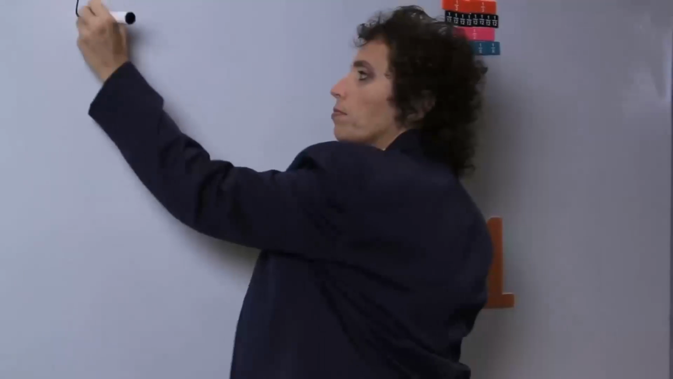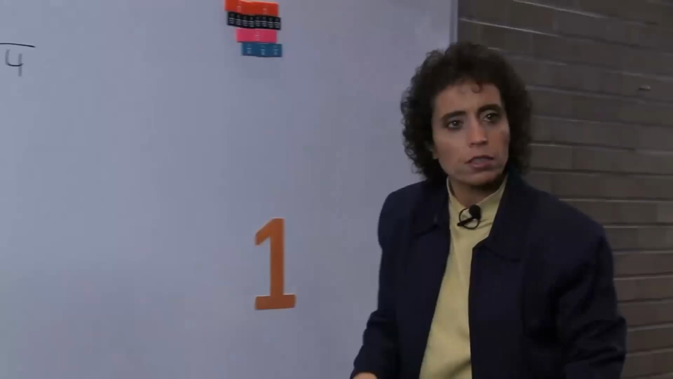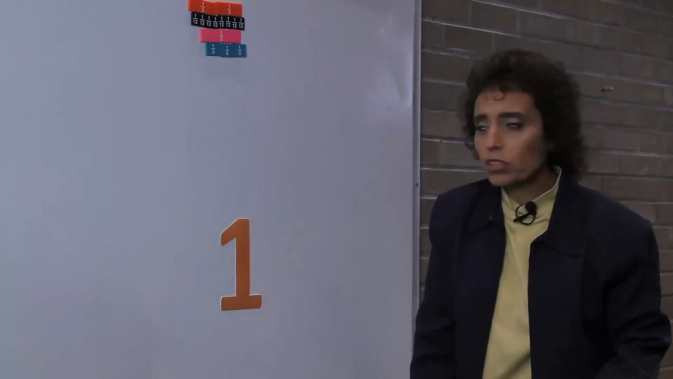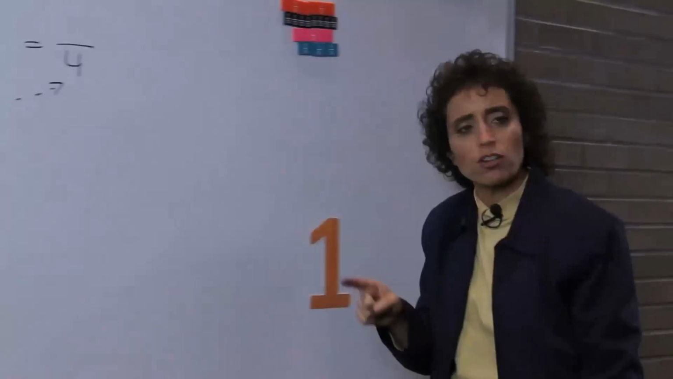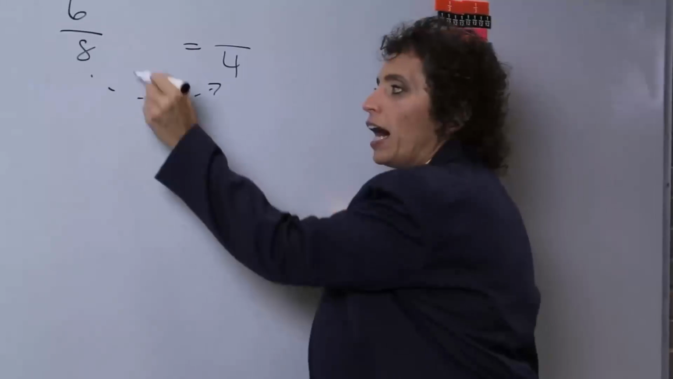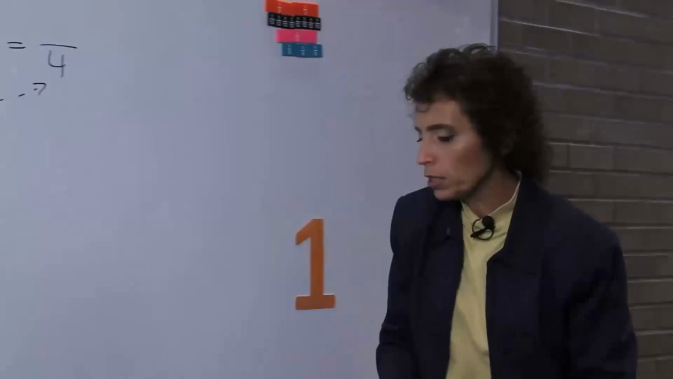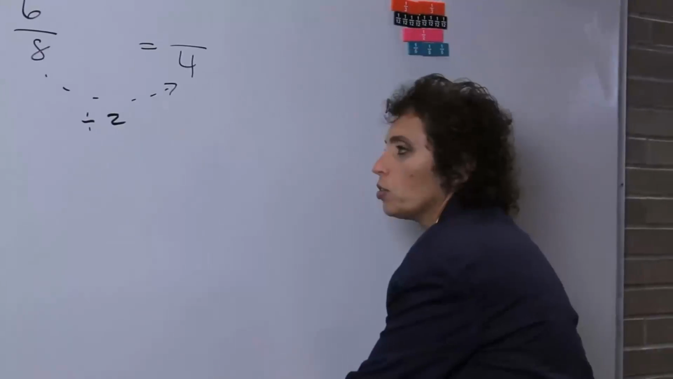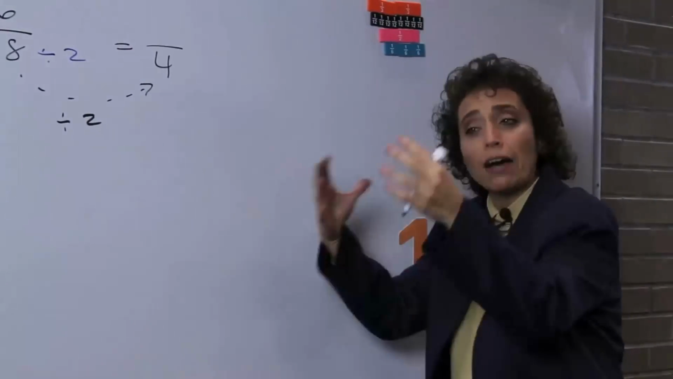This next one says 6/8 to an equivalent fraction having 4 as the denominator. So you want 4 as the denominator. If you want to go from 8 to 4, remember the only thing you're allowed to do is multiply or divide. We're obviously getting smaller, so we're actually going to divide. So we have to divide by 2, because 8 divided by 2 is 4. If we divide by 2 here, whatever we do to the bottom, we have to do to the top.